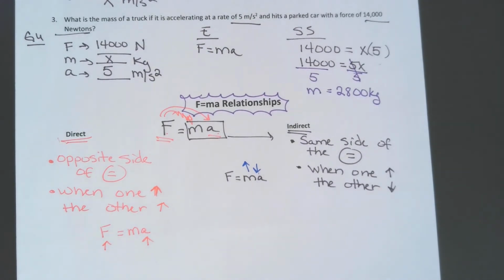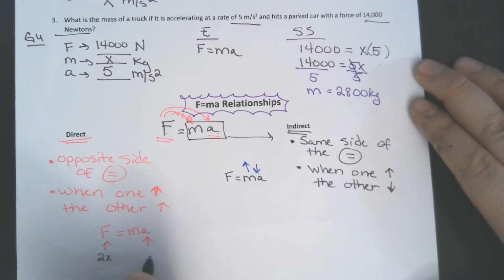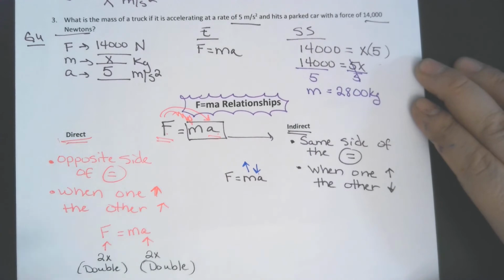True story though, now that I have this here, let me use a different color: these are directly proportional. So if force doubles, then the acceleration is going to double. If the force becomes 1/2, then the acceleration is going to be 1/2.